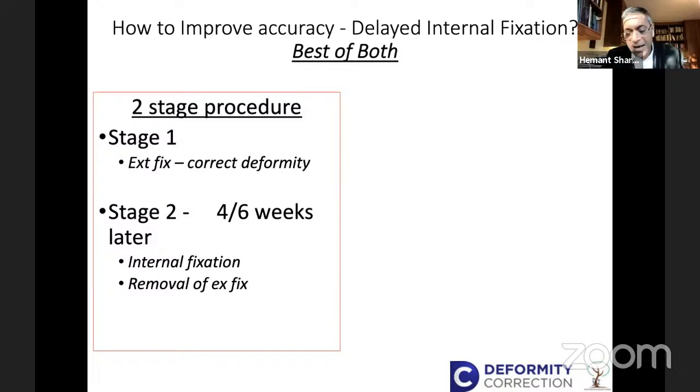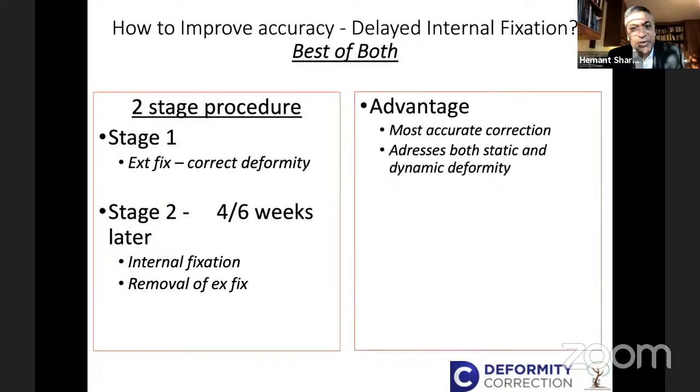The other advantage of this is that you can control the dynamic deformities which are not obvious on the table, because the patient is not weight bearing. So I'm very keen on taking weight bearing X-rays and also taking weight bearing corrections to take dynamic deformities into account as well.